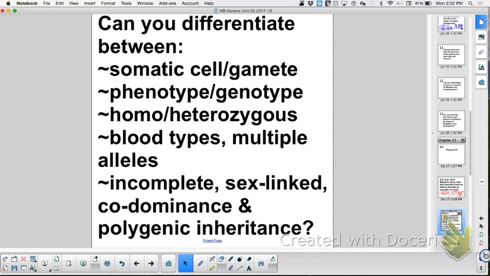Okay. Next, can you differentiate between a somatic cell and a gamete? What's a gamete? You know this. Sperm or an egg. Somatic cell is everything else. Yeah, a sex cell is a gamete. Everything else is a somatic cell.